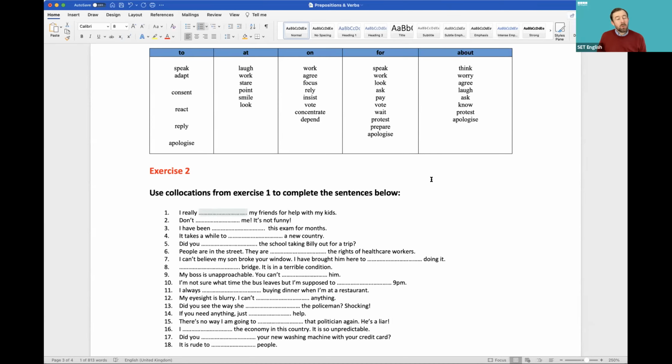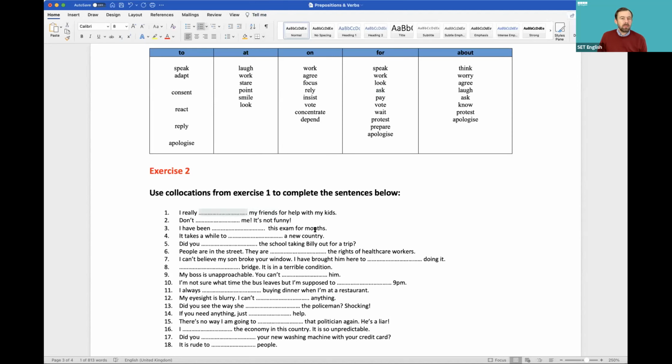Well, there's a couple of different things here, isn't it? Ask is with for. Now you can ask to do something, but that's a verb pattern. So you wouldn't ask to your friends. You'd ask for, but that's a weird one. Ask for my friends. No, because we've already got for here.